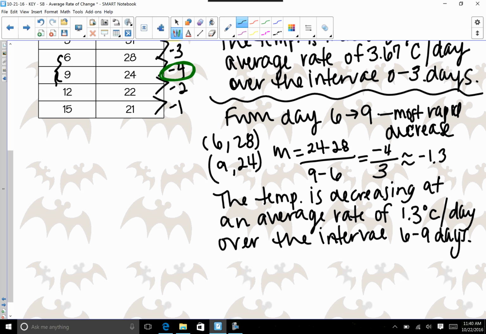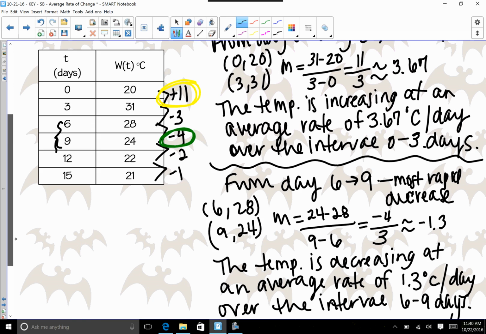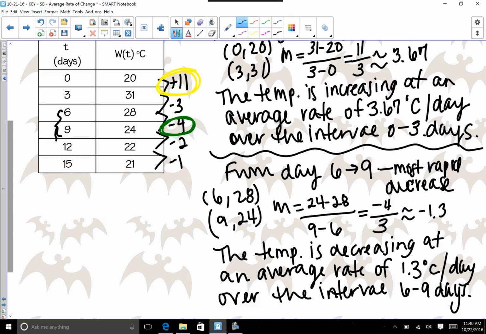So we found which was increasing the fastest, and we found that rate of increase, and then we found which was decreasing the fastest, and we found that rate of change too. Notice I didn't write -1.3 degrees Celsius down here in the second one, and the reason is I used the word decreasing. The word decreasing is indicating that the rate of change is negative, and up in that first part, the word increasing is indicating that it is a positive average rate of change.